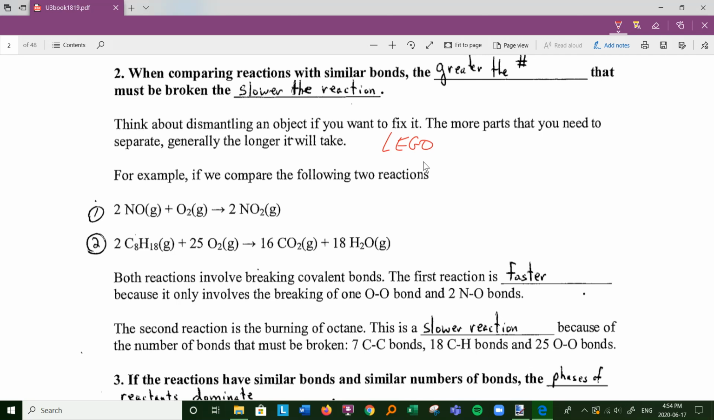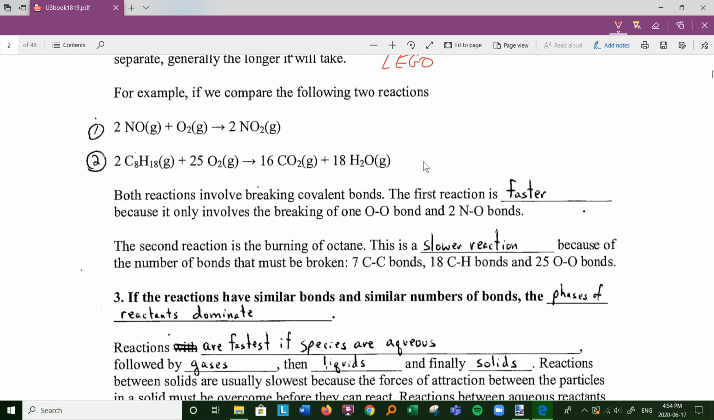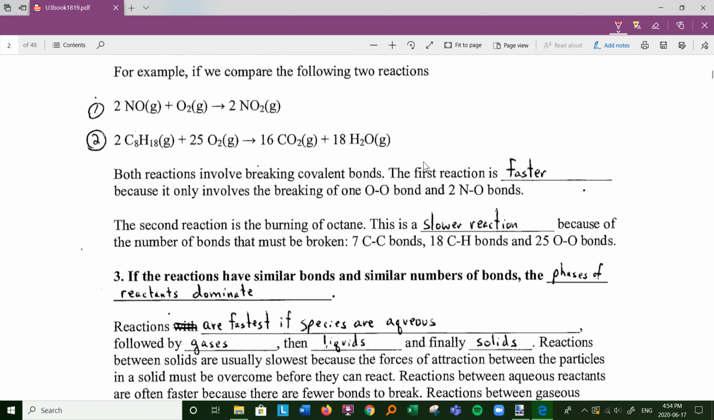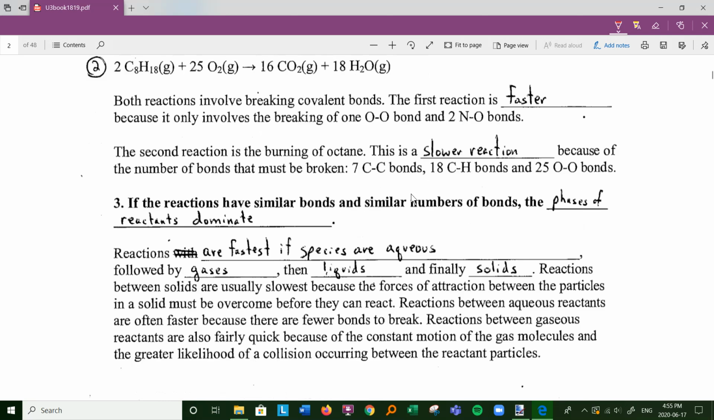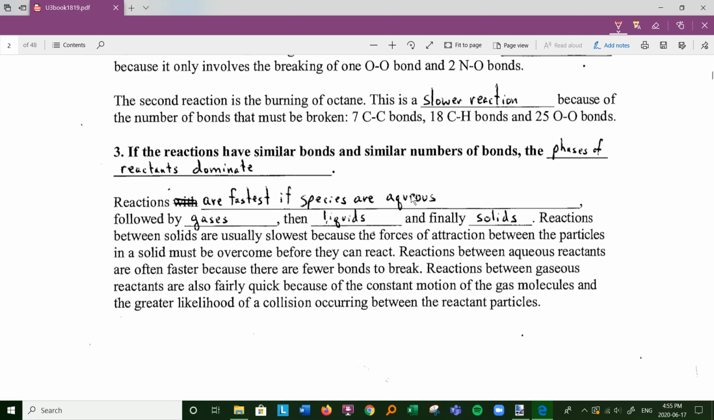Here we have two reactions, both in the gas phase, both involving covalent molecules. 2NO plus O2 goes to 2NO2, and 2C8H18 plus 25O2 goes to 16CO2 plus 18H2O. All in the gas phase. The second one is going to be slower because there's more bonds that have to be broken and reformed. First reaction is therefore faster. The rate is higher. It only involves the breaking of one oxygen-oxygen bond and two NO bonds. That O bond is actually a double bond, but that's okay. It is a bond, 4 electrons, still a bond.